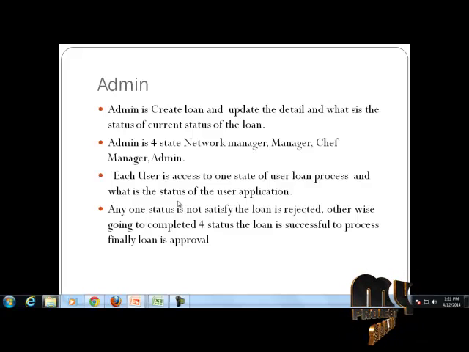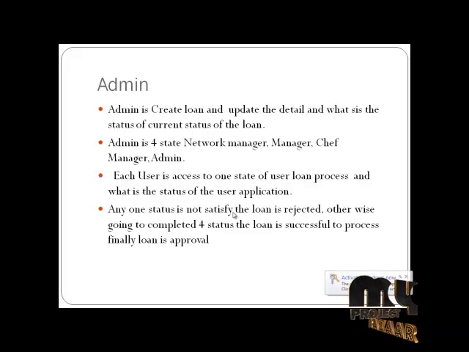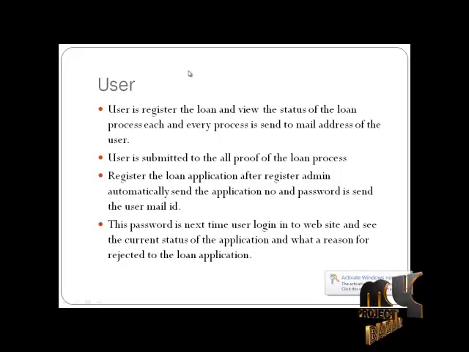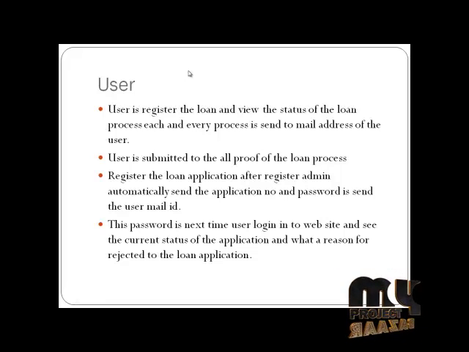If any one status is not certified, the loan is rejected, otherwise it goes to the next. When all four statuses pass, the loan is successfully processed. Finally the loan is approved. Next, the user registers the loan and views the status of the loan process. Each and every process is sent to the mail address of the user. The user submits all proofs for the loan process.